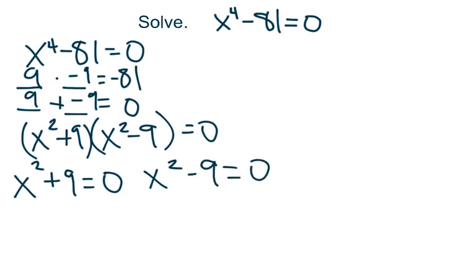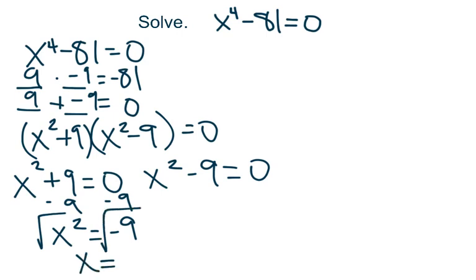I'm going to get rid of plus 9 by subtracting. x squared equals negative 9. And then I'm going to get rid of a square by taking the square root. x equals, the square root of 9 is 3. Because you're taking a square root, you do plus and minus. And because there's a negative inside the radical, it's 3i. So you have two solutions there.